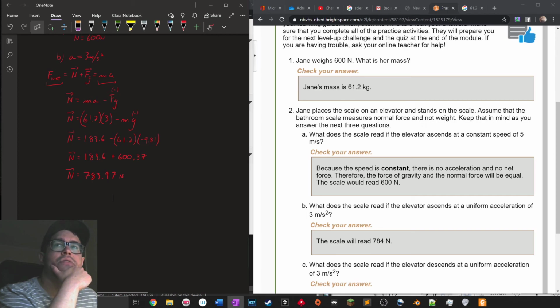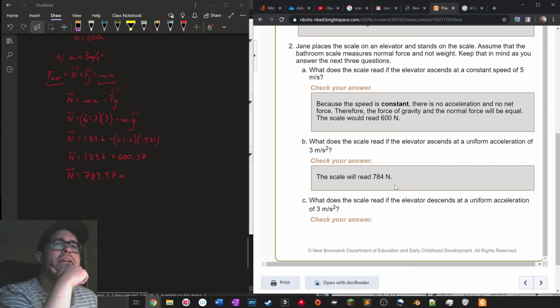Okay, so we can see here how this normal force is pulling. Normally, we would say the normal force is just the floor reacting to you. In this case, it also refers to the tension. And it also refers to the scale, right? The scale itself is revealing this. What does the scale read if it descends?